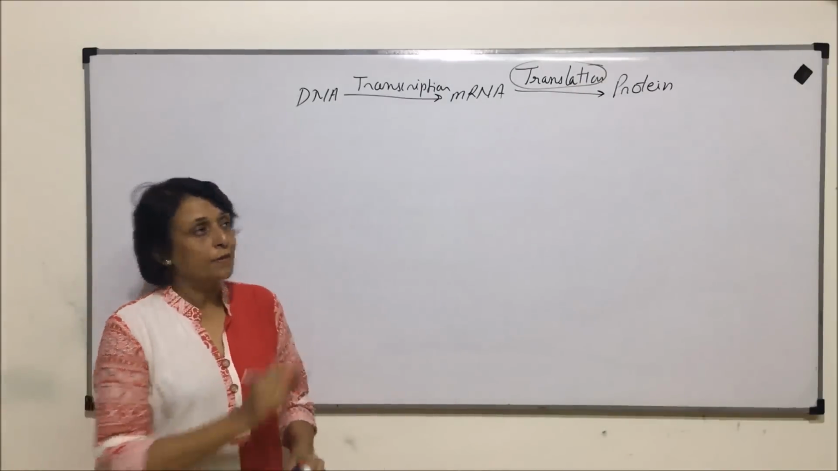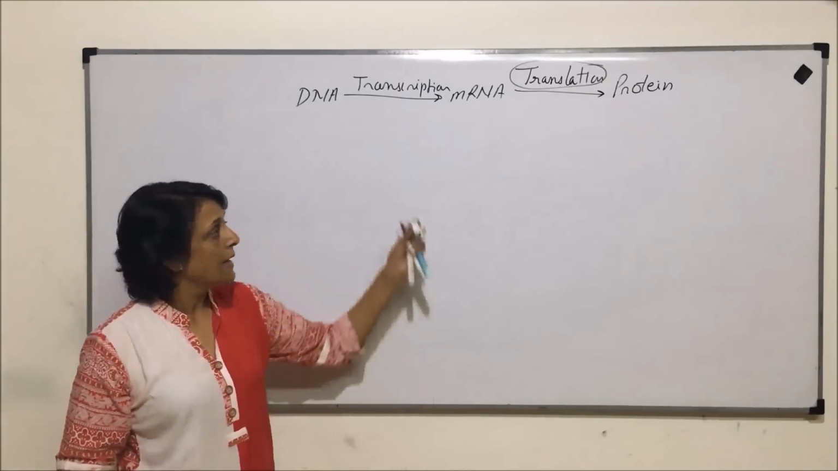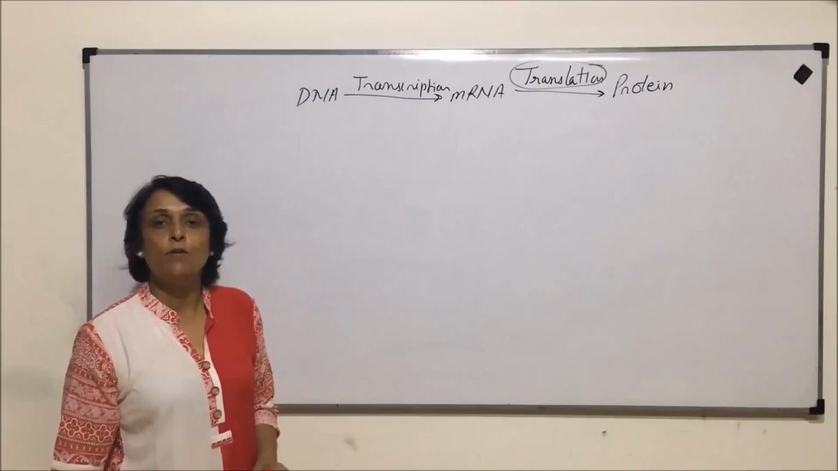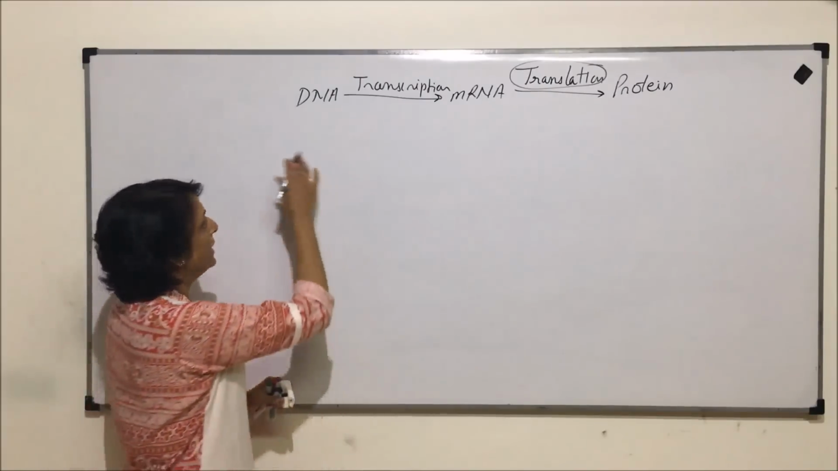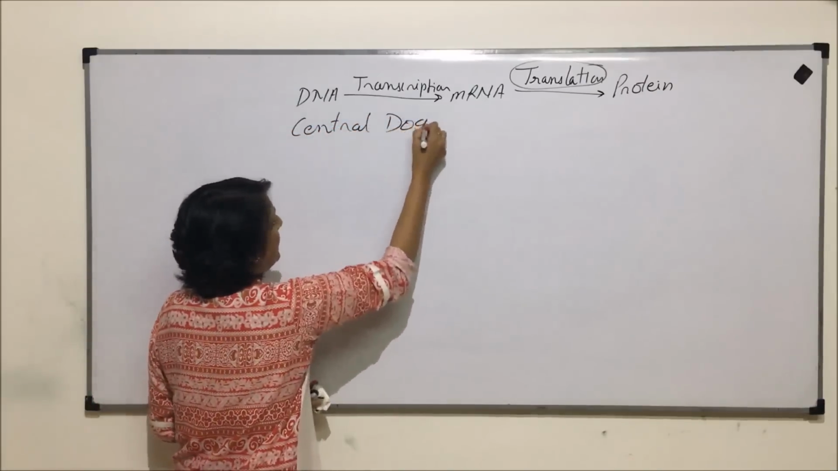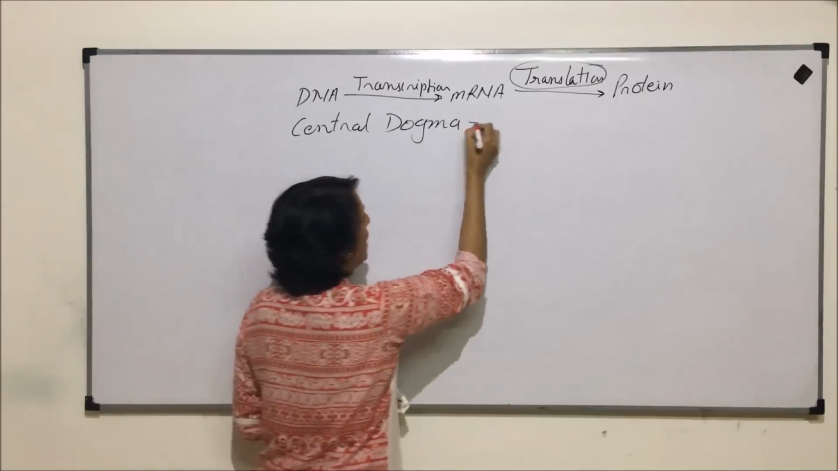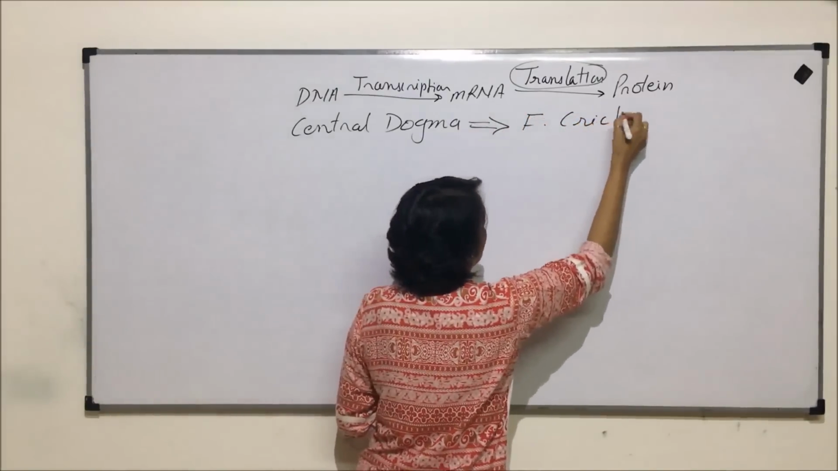Now, when we talk of this type of expression, that means when DNA is the genetic material and the information of this DNA is translated in the form of protein, then it is known as central dogma. And this central dogma was proposed by Francis Crick.